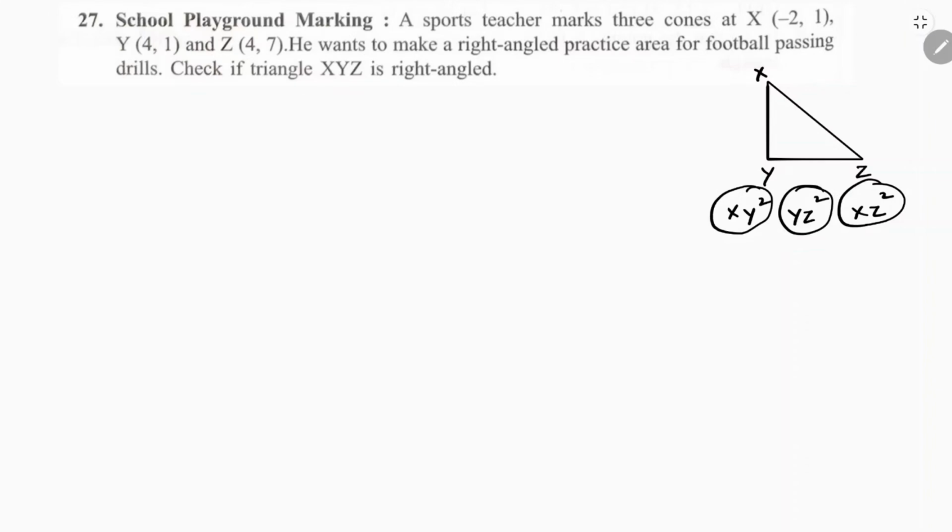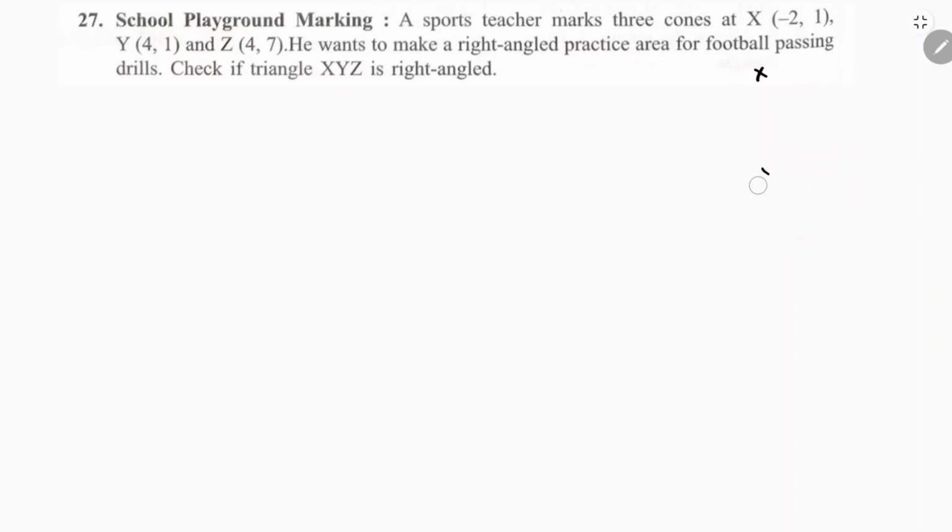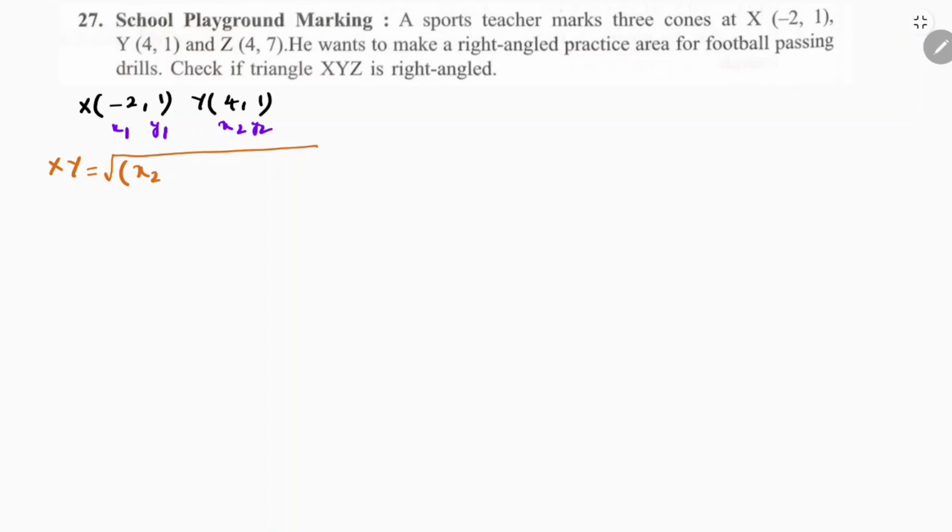So first I'll find all the three distances. The longest one will be the hypotenuse if it is a right angle triangle. So first I'll find XY, the distance between X and Y. X is (-2, 1). Y is (4, 1). I'll consider these as x1, y1 and x2, y2. So the distance formula is XY equals the square root of (x2 minus x1) whole square plus (y2 minus y1) whole square.